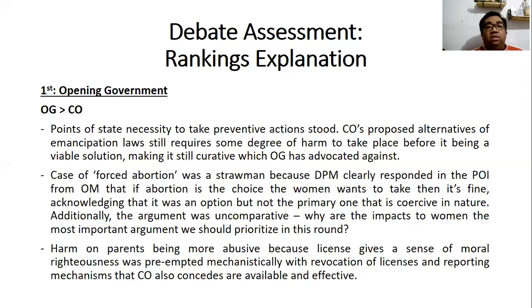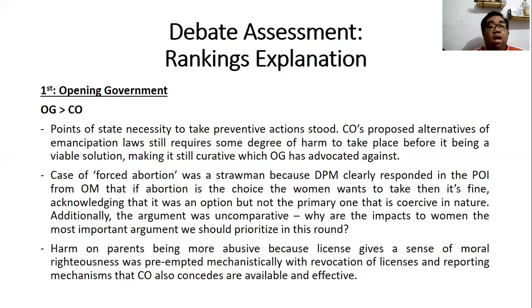The second reason is the case of forced abortion that closing opposition talked about was a straw man, because while it was a very interesting harm, a very strong harm, in fact, about women's body autonomy being robbed from them, however, Deputy Prime Minister clearly responded in the POI from opposition member that raised this issue, which is that abortion is the choice for the women if they want to take them. That is totally fine. So acknowledging that it was an option, but it's not the primary one that is coercive in nature.